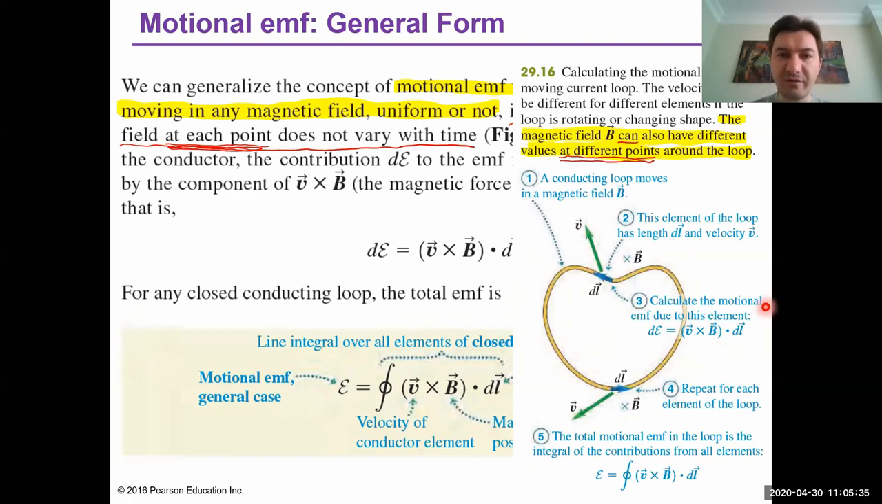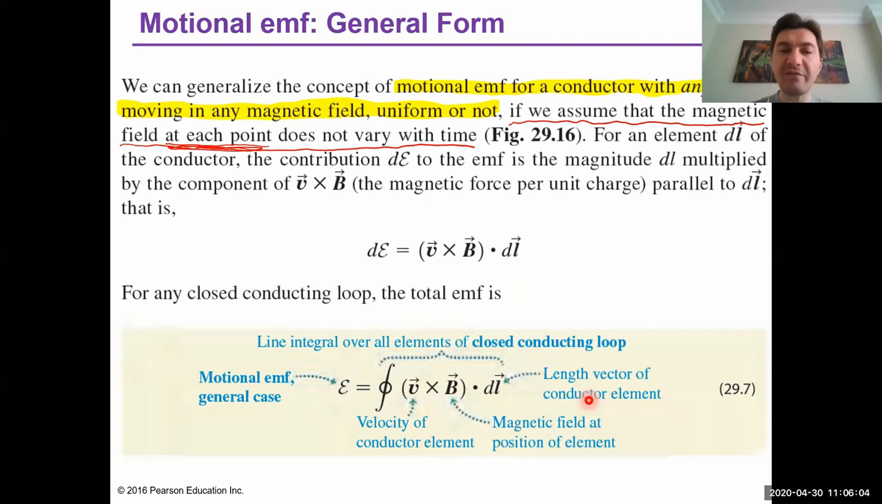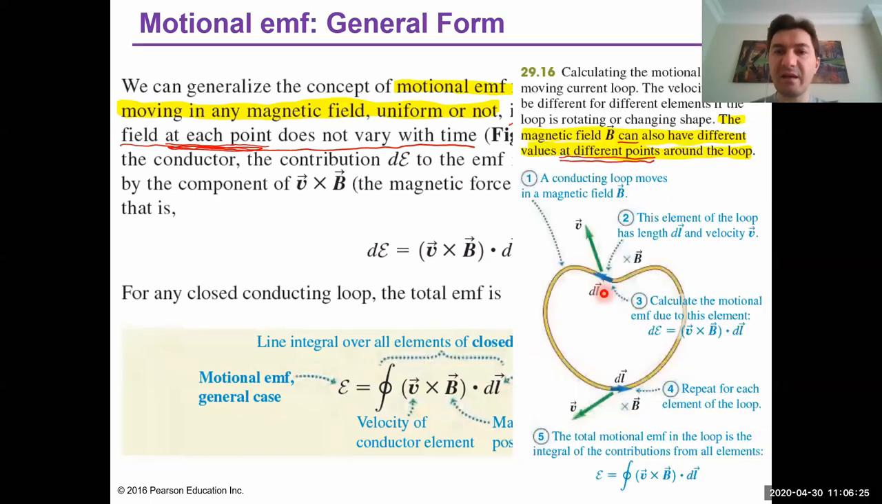So here we choose dl parts. The element of the loop with the dl has a certain velocity. You can move that part like this. And here we have another element of the loop, and you can move that part like this. You can have that kind of velocity. So then we have a general equation for the motional EMF for a very small element of the conductor. And what is the EMF here due to the magnetic field and due to the movement of that part?